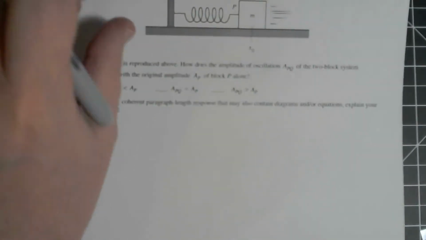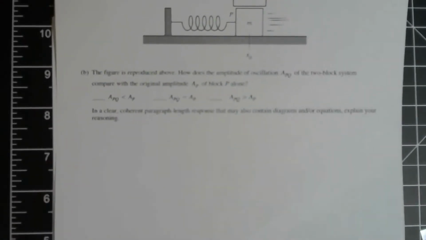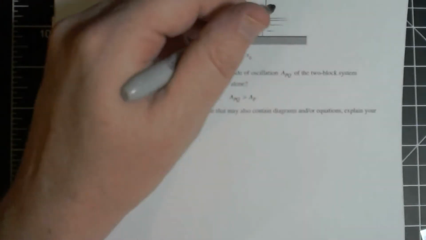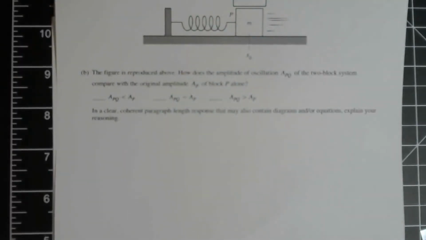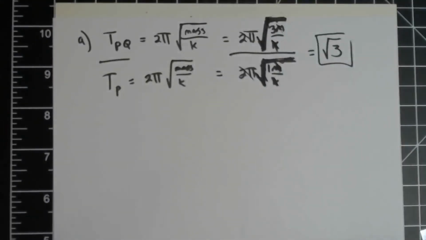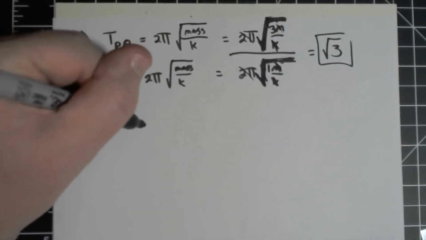Now part B says the figure is reproduced above. How does the amplitude of oscillation A_PQ of the two block system compare with the original amplitude? All right, this is a tricky question because what we need to do is understand what's happening when these two things come together. Well, when they come together, they stick together, right?